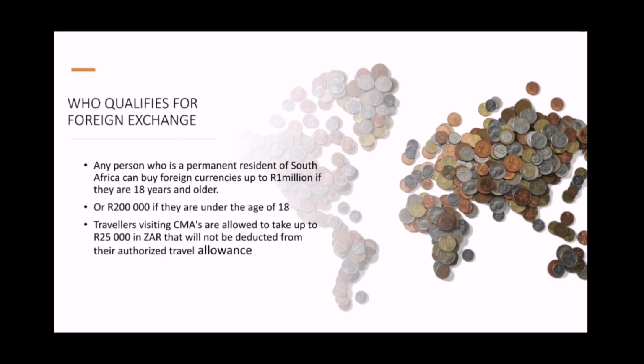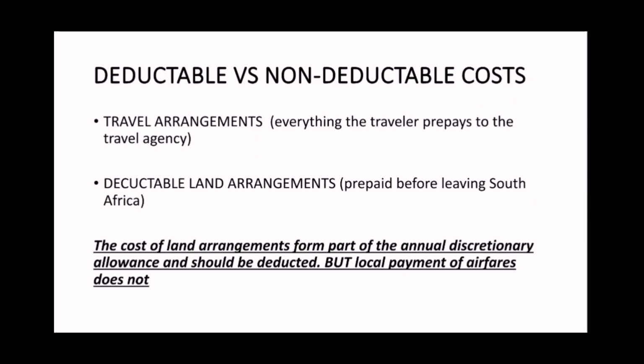Then travelers visiting CMAs. Your CMA is a common monetary area. These are areas where the South African rand is equivalent to that country's currency, so 1 rand is on par with that currency. With those countries, the common monetary areas, you are allowed to take up to 25,000 rand in cash, and it will not be deducted from your travel allowance, your discretionary travel allowance.